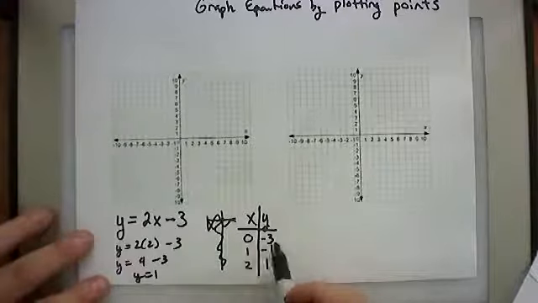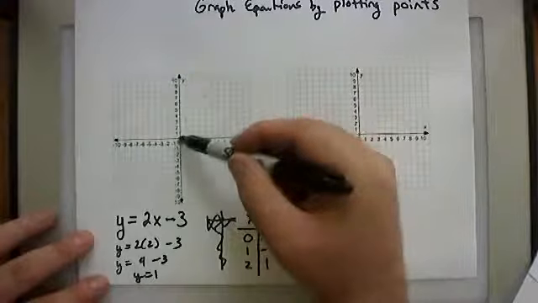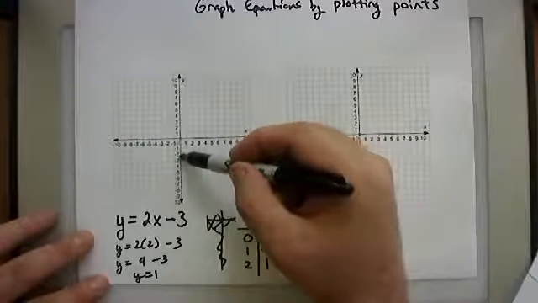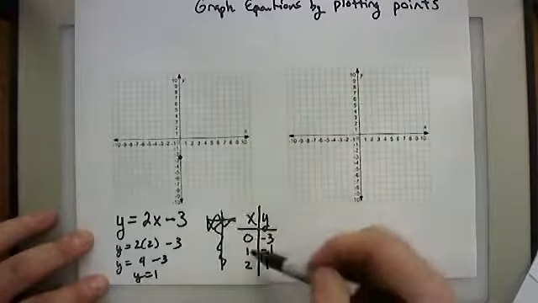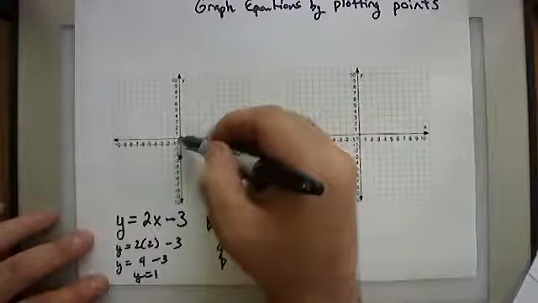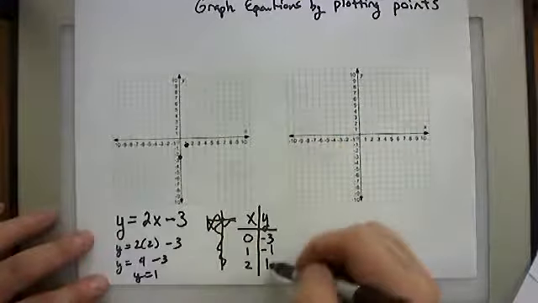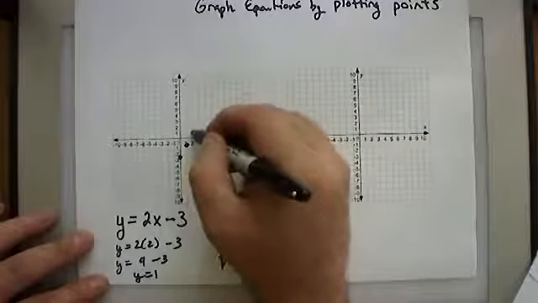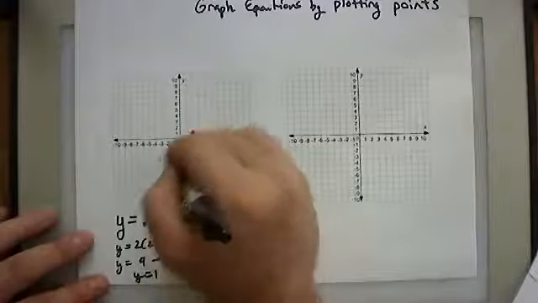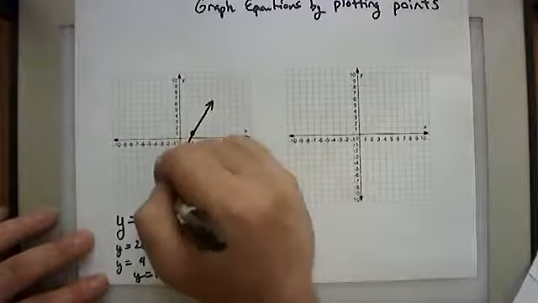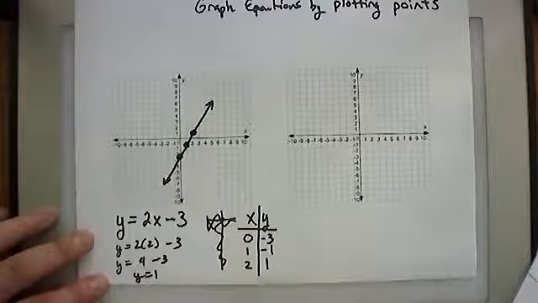So 0, negative 3, 1, negative 1, 2, 1. Let's see what we get. 0 on the x, negative 3 on the y would be right there. 1, negative 1 would be right there. 2 on the x, 1 on the y, and it would be right there. And in the homework, once you've laid down a point or two, it'll kind of connect the line for you. There was one point, there was another point, and there was our third point. We just connected the dots, and there's our graph.